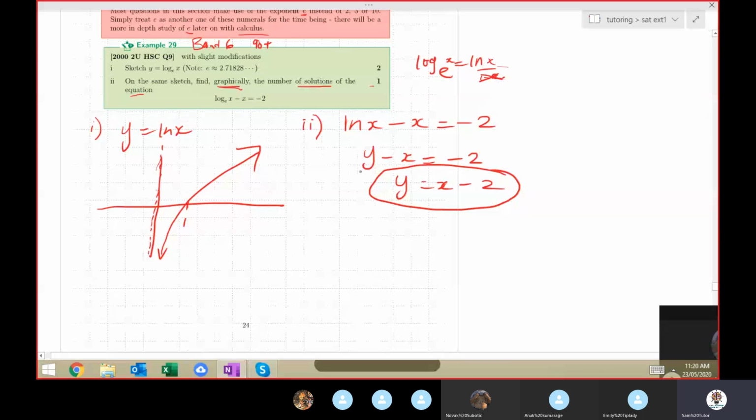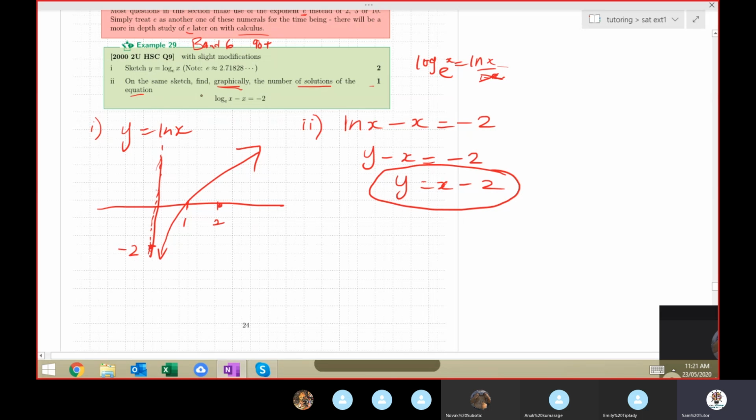Absolutely. Y, take away x. You said log x is just y. Change it for y. Minus x equals -2, and then just plus it over. You found your second equation: y equals x take away 2. So, draw this. X equals 0, y equals -2. When y equals 0, x equals 2.